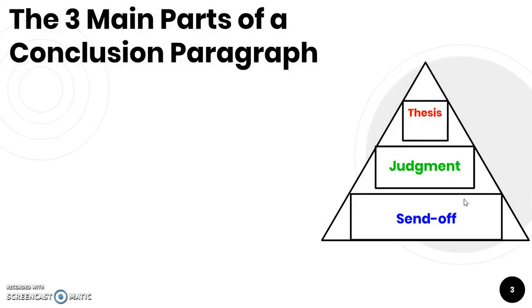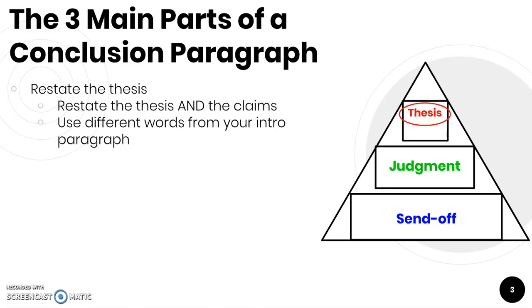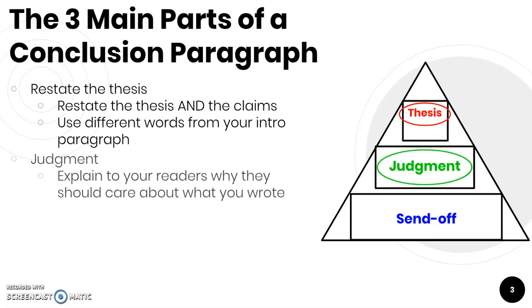So let's look more closely at these three main parts of a conclusion paragraph. First you have your thesis, but it's the same thesis that was in your introduction paragraph, but you're going to reword it so that it doesn't sound repetitive. Next is your judgment. You're just explaining to your readers why they should care about what you wrote. Why is everything you just wrote important?